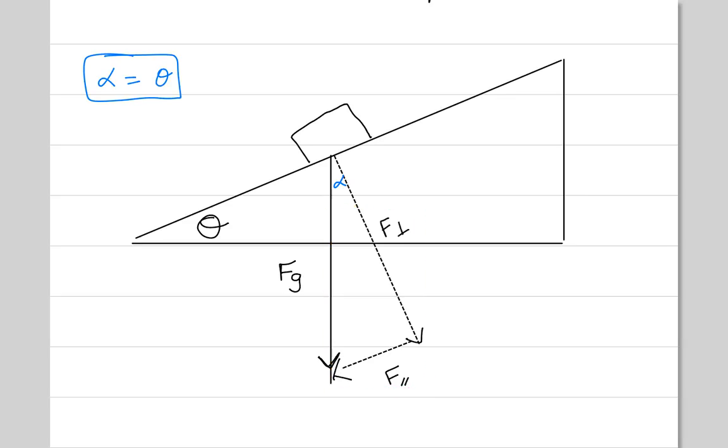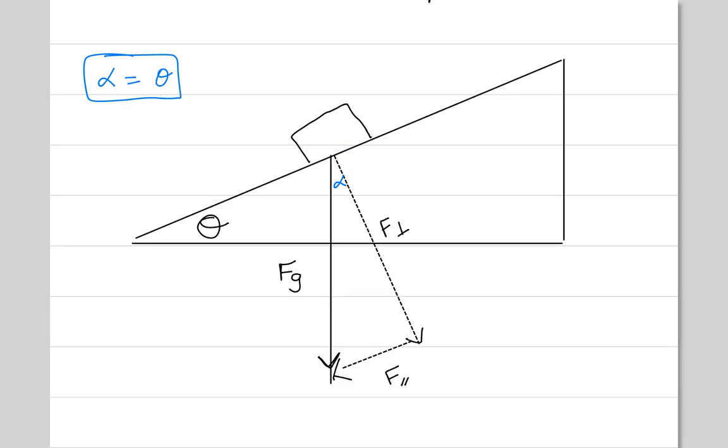Say that again. How far to go? What do you mean? Oh, the force lines? You can just do it from the middle center of the box, right on the ramp.